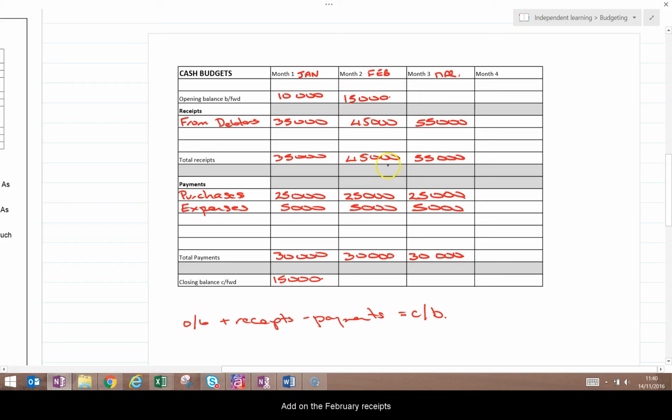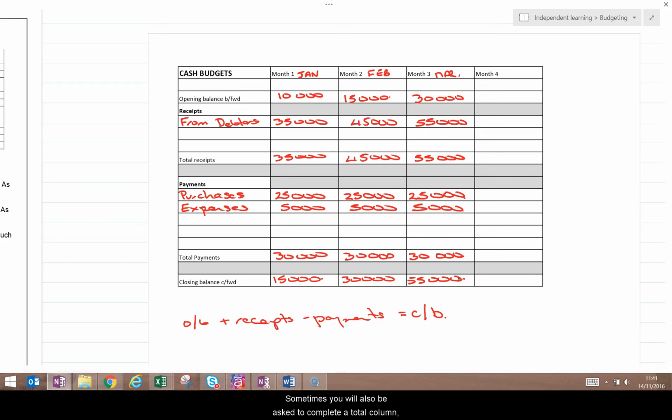Add on the February receipts, gives us 60,000. Take off February payments, gives us 30,000. So we have £30,000 left at the end of February, means we must have £30,000 to start March. So that's our opening balance for March. Again, add on our receipts of 55,000, so that will give us 85. Take off our payments of 30,000, will leave us with £55,000. So that's our closing balance at the end of March.